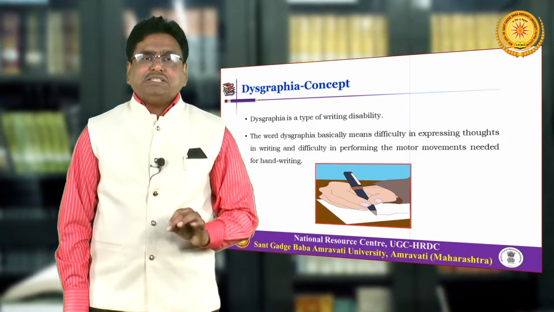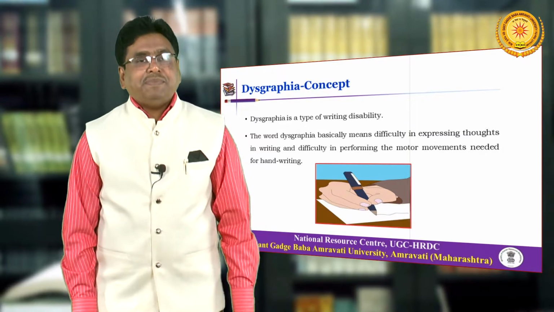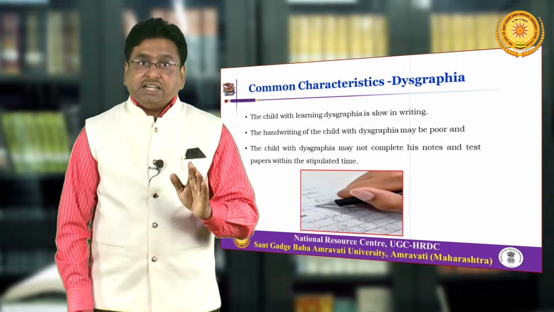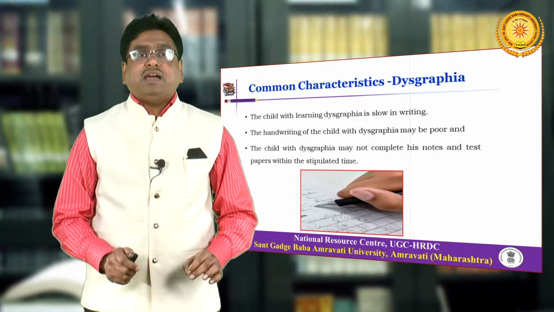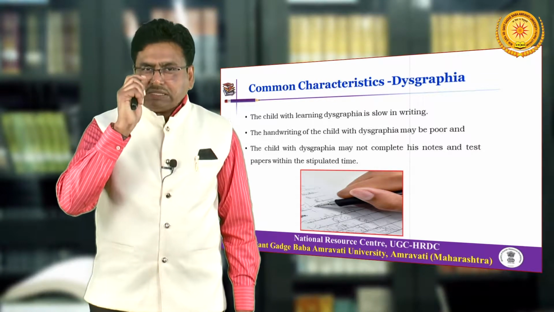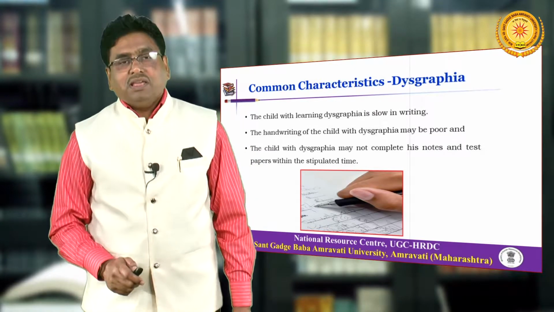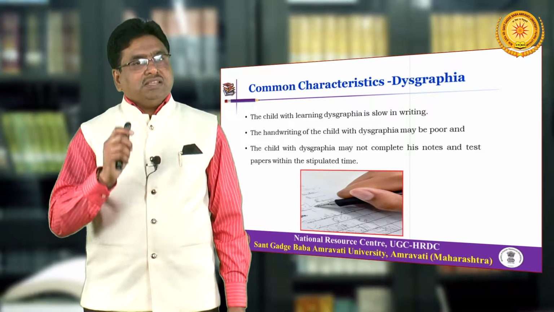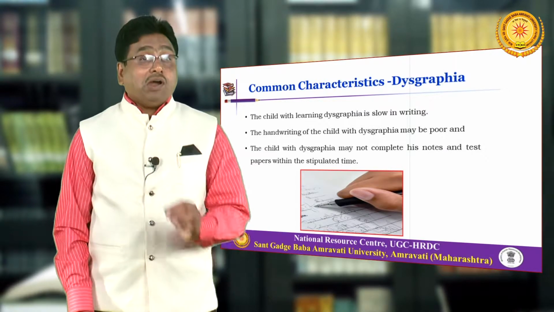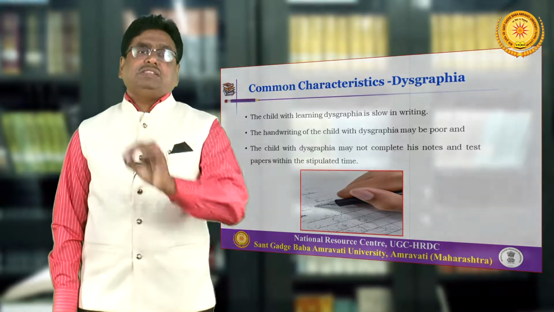On the basis of research, the common characteristics of children with dysgraphia are: first, the child with dysgraphia is slow in writing. Second, the handwriting of the child with dysgraphia may be poor. And the third characteristic is, the child with dysgraphia may not complete his notes and test paper within the stipulated time. This is about some common characteristics of dysgraphia.